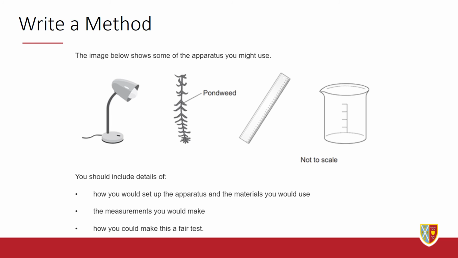but it is still worth doing that. The other marks all come from the measurements you would make, so that's your independent, dependent, and control variables. And again, control variables, how could you make this a fair test? So for each one, you need to talk about how you would control them. I'm going to let you pause the video and have a go at writing a method, including all of your variables, and then I'm going to do some answers.